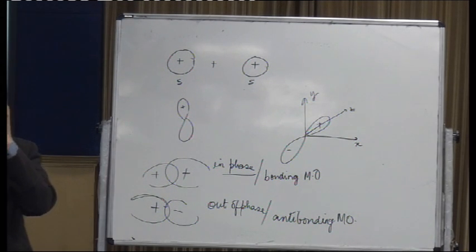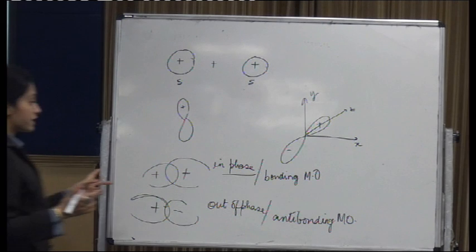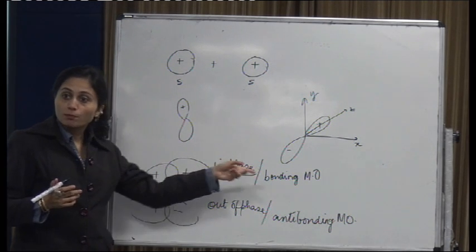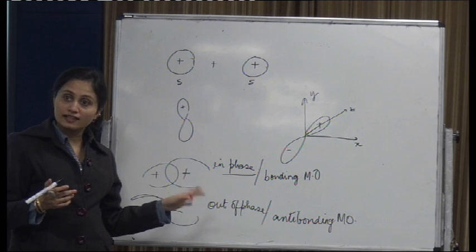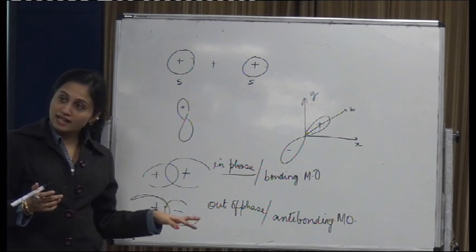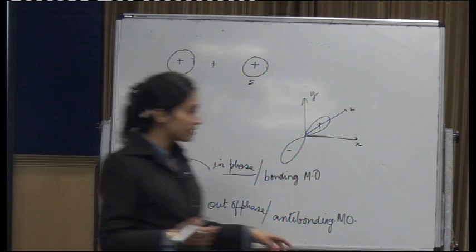Okay. Then the other thing that I am telling you is like a direct overlap will result in a sigma bond. An indirect overlap will result in a pi bond. That is also clear. Now, if same signs are interacting, bonding molecular orbital, and if opposite signs are interacting, then anti-bonding molecular orbitals is what you have to understand. Clear with that?